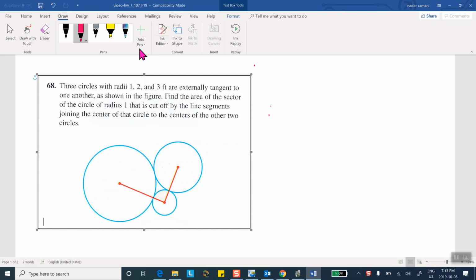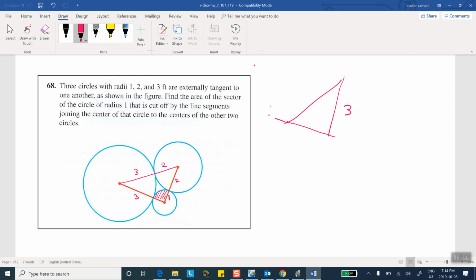You have 3 circles and the radii are 1, 2, and 3. What it's asking you is, what is the area of this segment? The one thing you should realize is, if I connect these two centers together, this is 3 and this is 2. And look at what I have here. I have a setup like this.